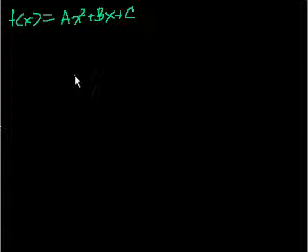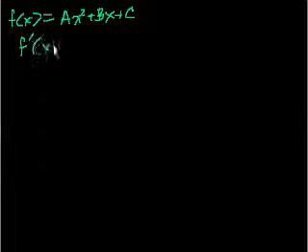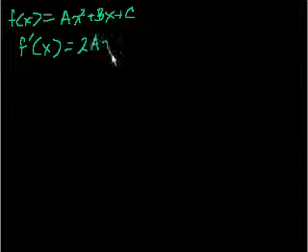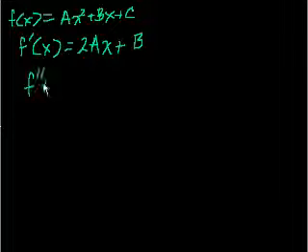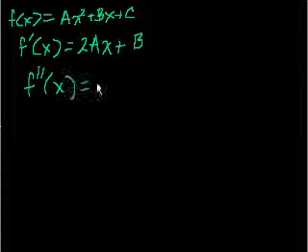Well, what's an inflection point? It's a point where the second derivative is equal to 0. So let's figure out what the second derivative is. The first derivative of this quadratic, but any quadratic can be written like this, is 2ax plus b. And what's the second derivative? Well, that's just equal to 2a.